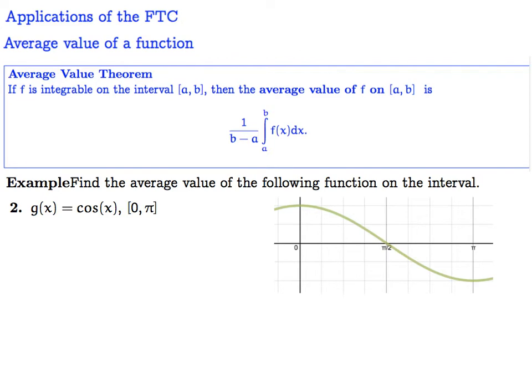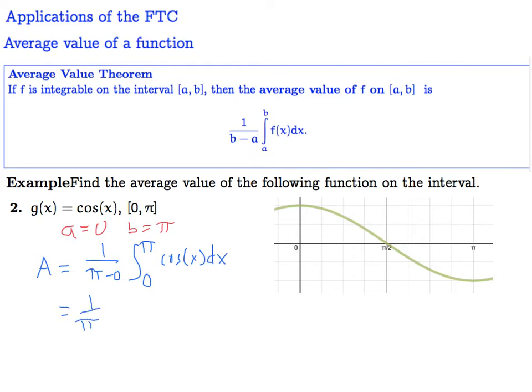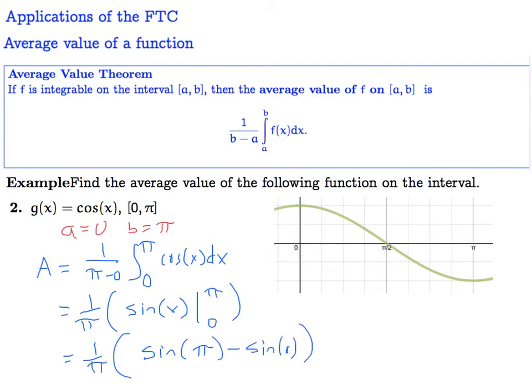So again, in this case, a is equal to 0 and b is equal to pi. And so the average is going to be equal to 1 over pi minus 0 times the integral from 0 to pi of cosine of x dx. So we get 1 over pi, and now by the fundamental theorem of calculus we have to think, well, what's the antiderivative of cosine? And hopefully you said that the antiderivative of cosine is just sine. And we have to evaluate from 0 to pi. So we're going to get 1 over pi times sine of pi minus sine of 0.